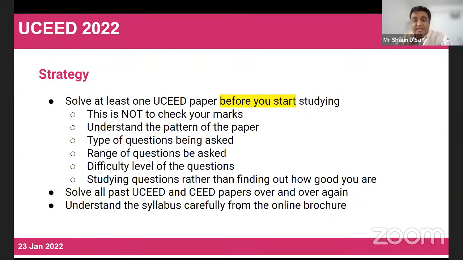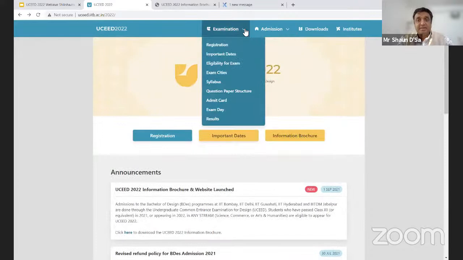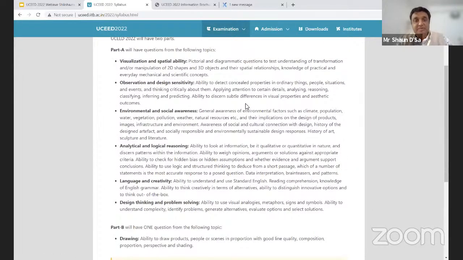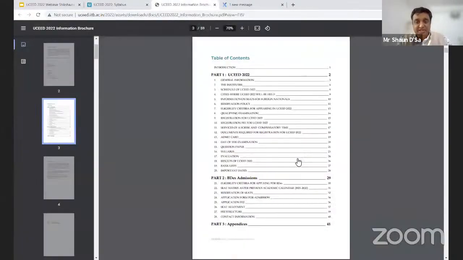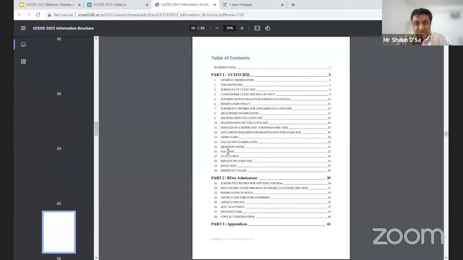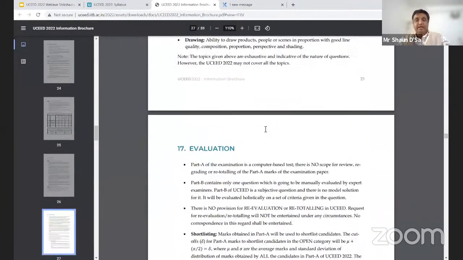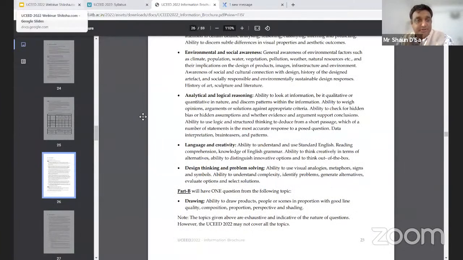Understand the syllabus very carefully from the online brochure. Let's say, for example, if you go to the online brochure, so even out here, examination syllabus. So you have your syllabus, part A: visualization, spatial ability, mental ability. Not only from here, even from the information brochure, you get the syllabus. Please make sure that you go through the syllabus very carefully and understand what the syllabus is as well. Important.